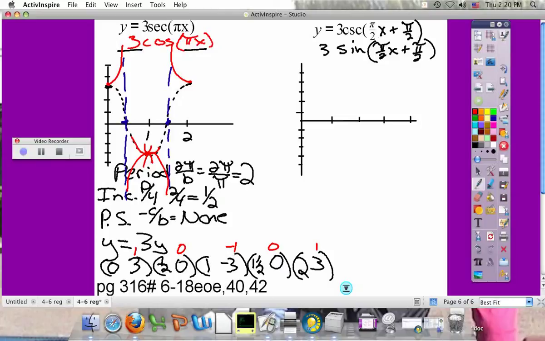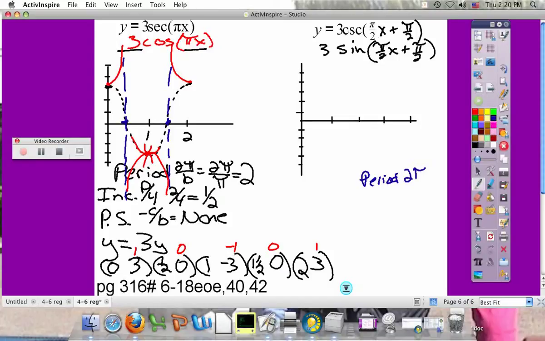Okay? And that one's done. Let's graph the next one, sine. We need to do it all over again. We need period, increment. Every time you graph sine or cosine, you go through this step every time. Period first.